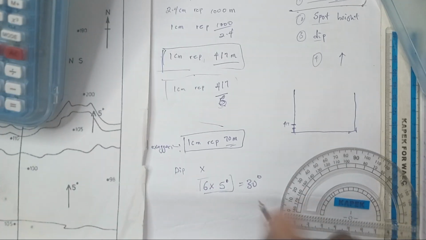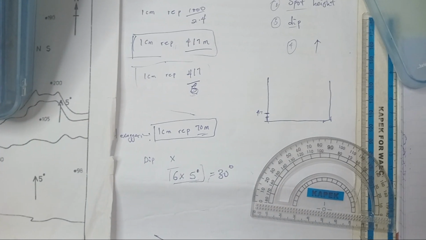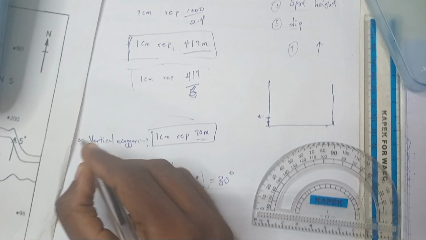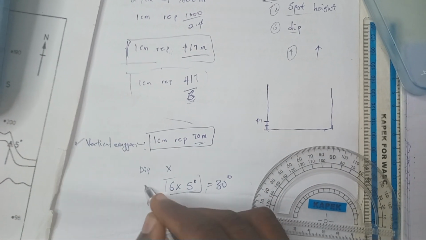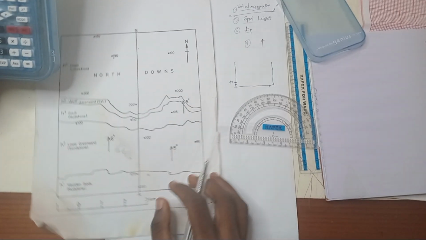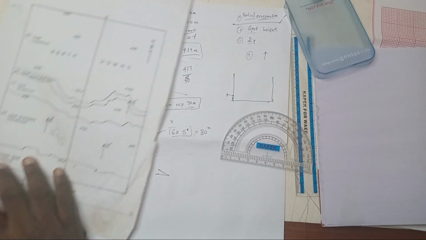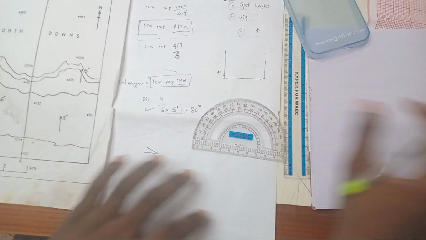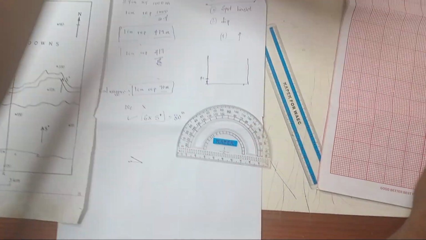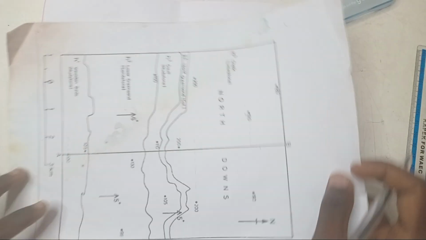30 degree. So the dip angle here that I'm going to use for the cross section will be what? 30 degree. So I'm going to go with this for drawing my cross section for today. Okay. Next, the next step in drawing your cross section, you can use your graph sheet or your A4 paper, anyone. Okay. This is my graph. This is my graph. And this is my map.